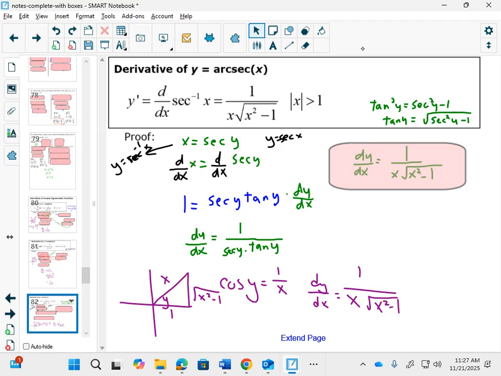So algebraically, you would then replace the secant with the x, and the fact that tan is the square root of secant squared y minus 1, well, that secant y is x, so you get the same thing. But again, I think it's easier to see from the triangles.